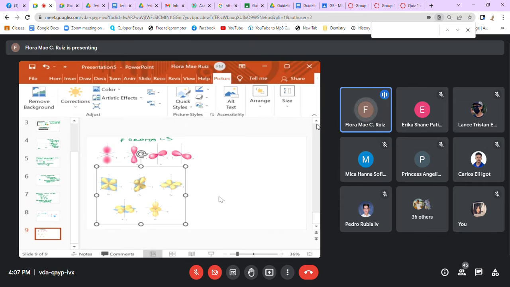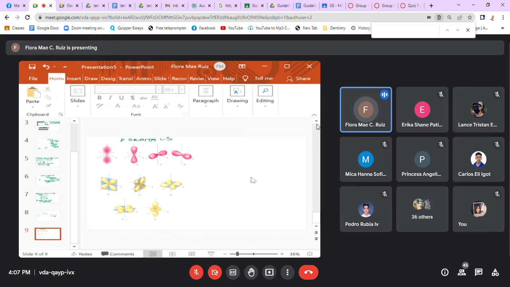What about f orbitals? It's too complicated, so I will not show it here. It has 7 equivalent orbitals in a sublevel. L is n minus 1, and for f, n is 4, so 4 minus 1 would be 3.